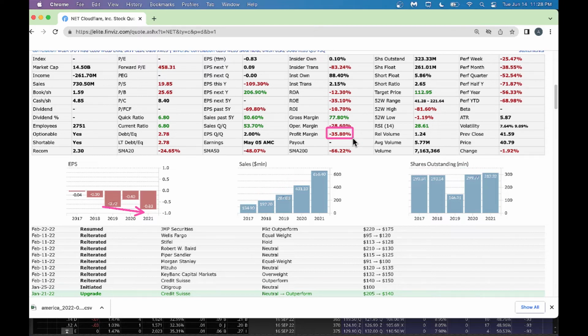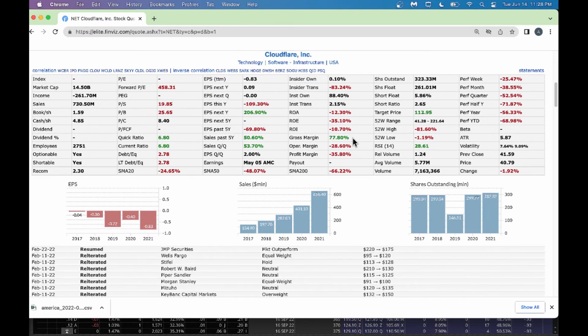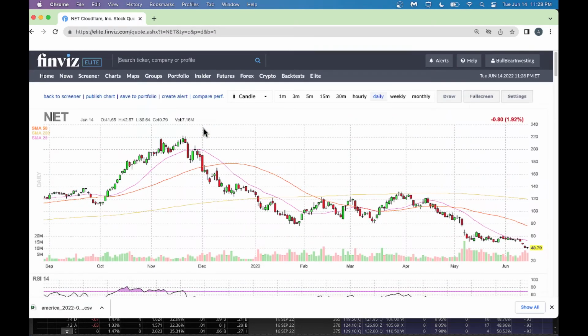And also, as we saw earlier, this has got a high price to sales ratio. Look here, we got 19.85 price to sales ratio. That's very expensive. Wall Street does not like these money losing companies. So with that, currently stock price is about, let's see here, $40. Look, Cloudflare came down big time here.